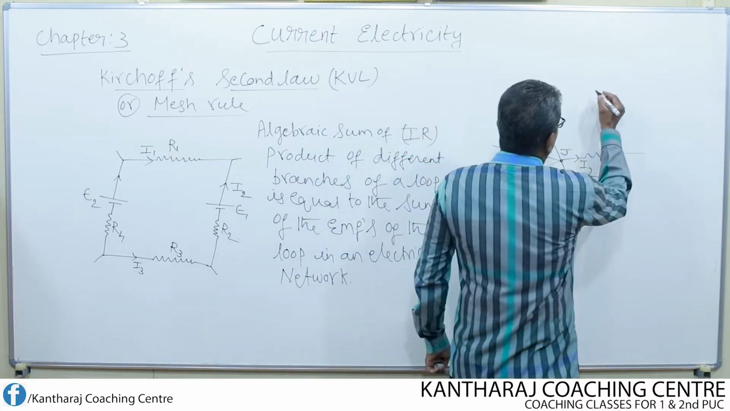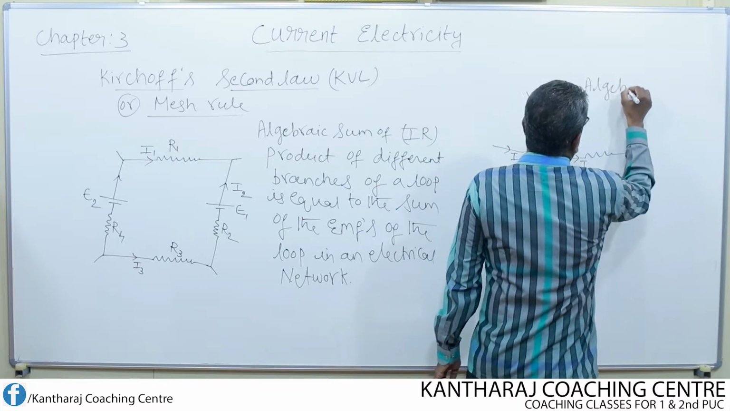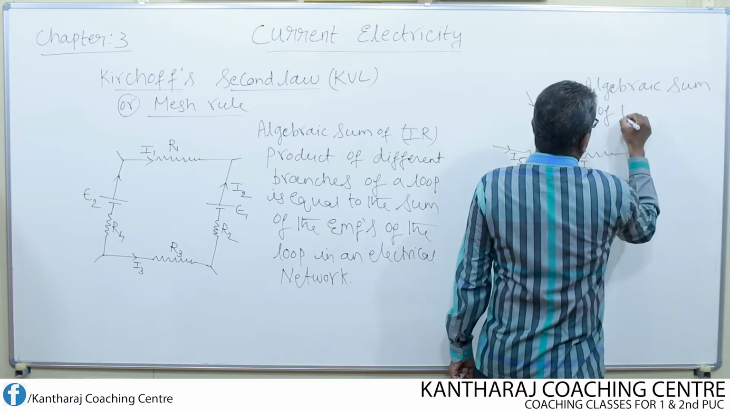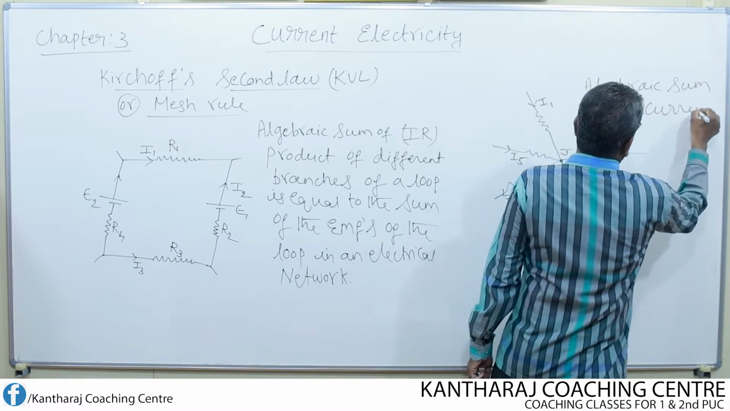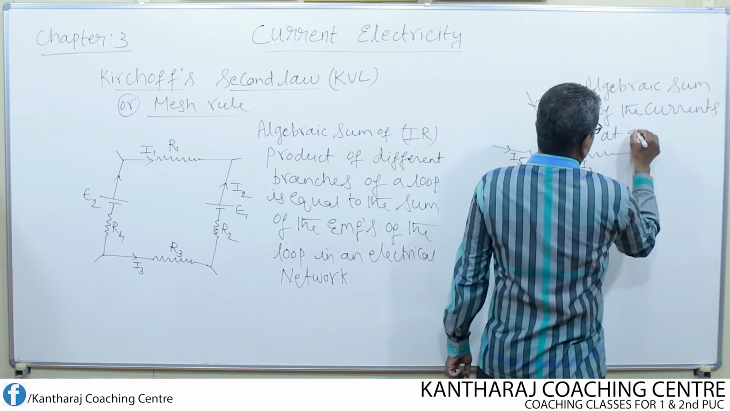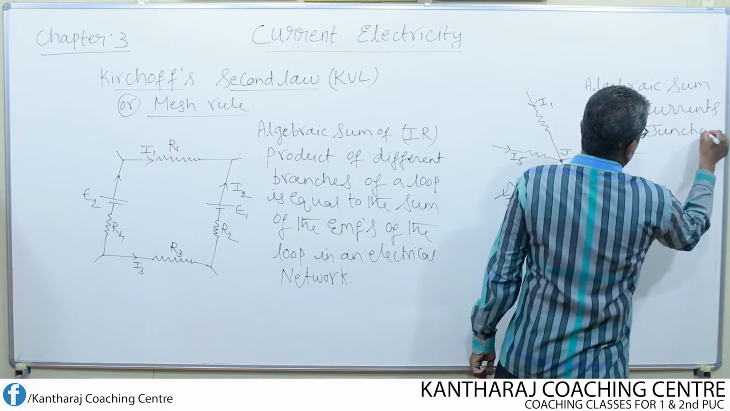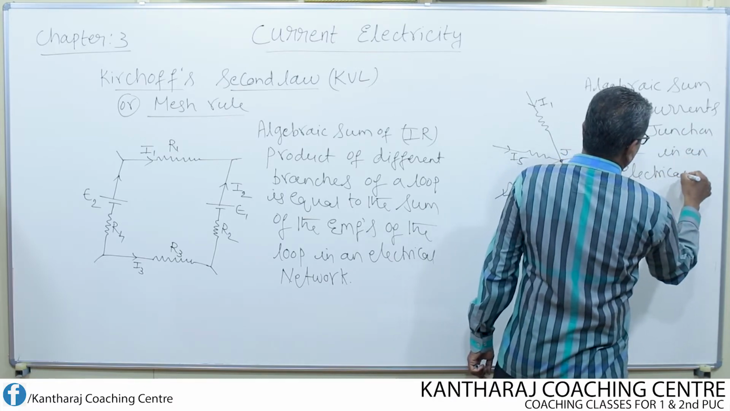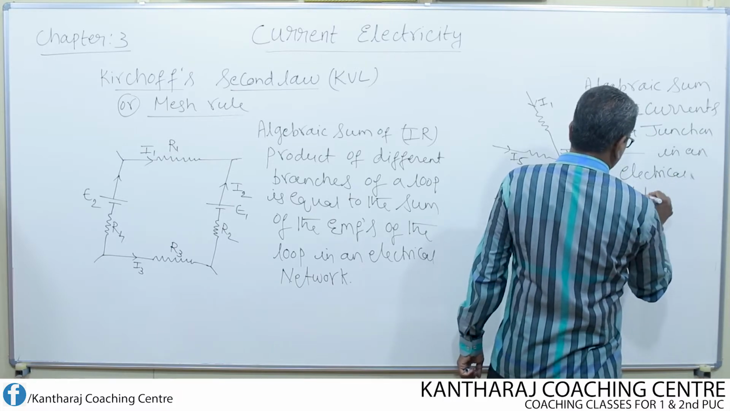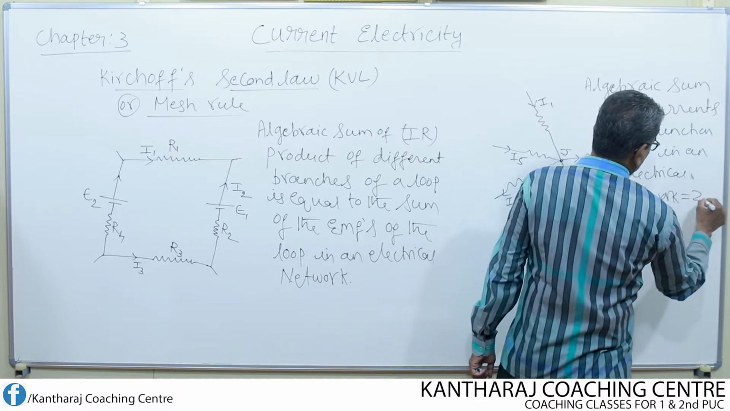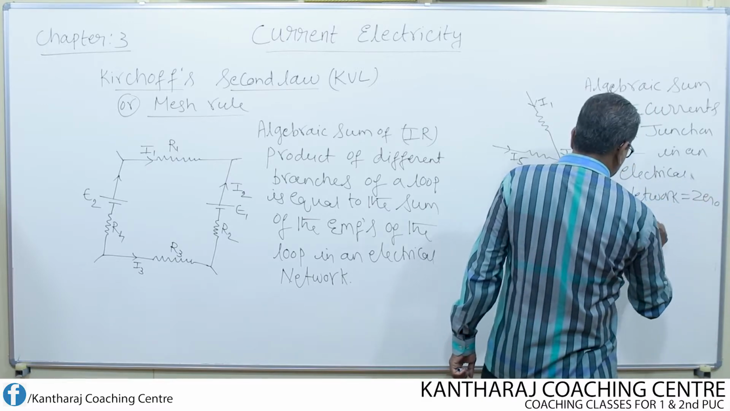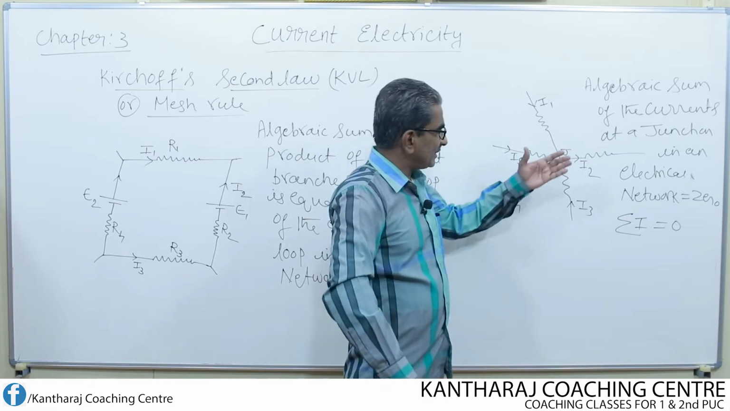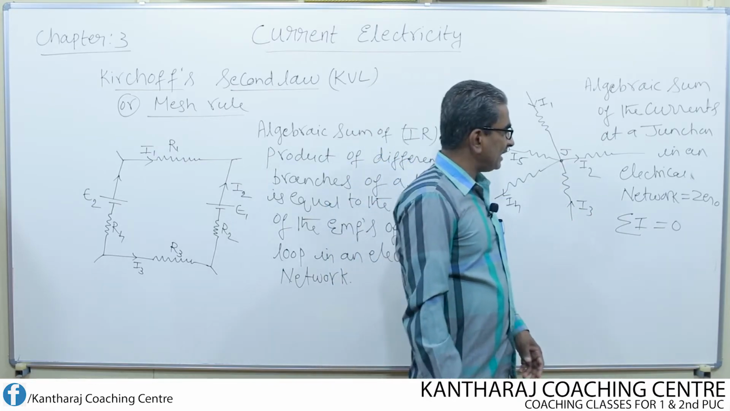So let us write: the algebraic sum of the currents at a junction in an electrical network is equal to 0. That means it can be written as sigma I equals 0. This is the statement of the current law, and we studied and understood this law in detail.